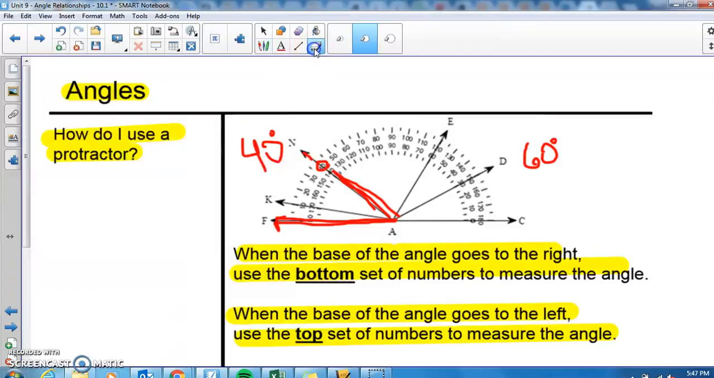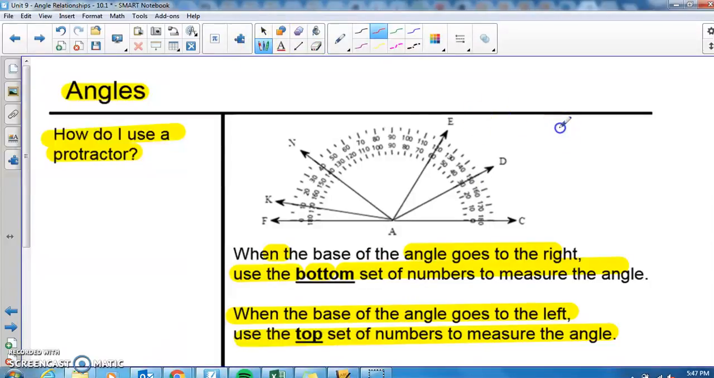Okay? Now if you need to, rewind the video, pause it if you need to. All right, let's look at another one. Now I'm going to label this angle F, A, E. What I want to look at is the angle measuring from F to A to E.